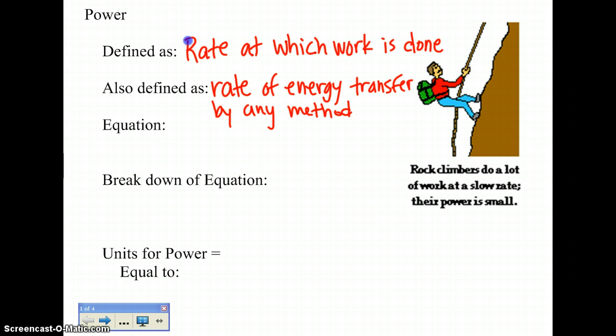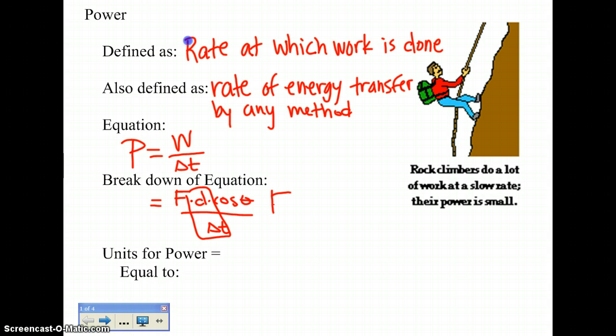The equation for power equals work over the change in time. What you're going to see from that is F d cosine theta over delta t, which really is F times v for power. So there are many different ways that it can break down. The units for power are watts, which is just a capital W, and a watt is equal to a joule per second.